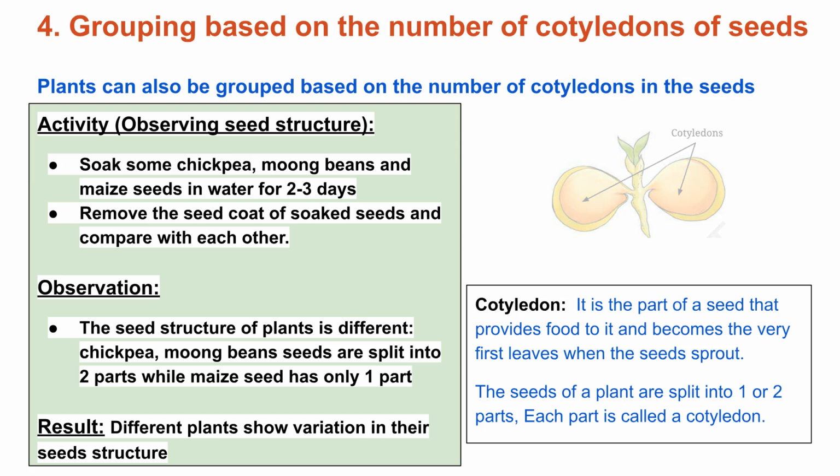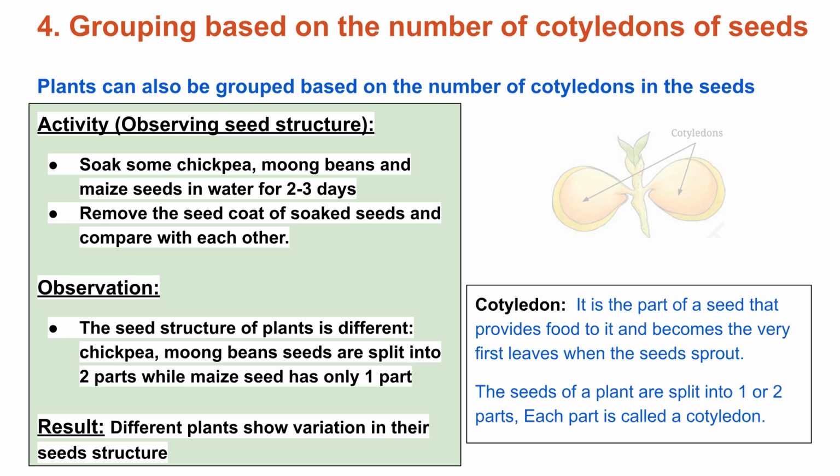जैसे चने होते हैं, it is a seed. You can see that it has two parts. या आप जब कभी भुट्टा या मक्के के दाने खाते हैं तो वो भी एक सीड होता है. It has only one part. So cotyledon basically is a part of seeds that provides food to the seed, and it becomes the leaves when the seeds sprout.